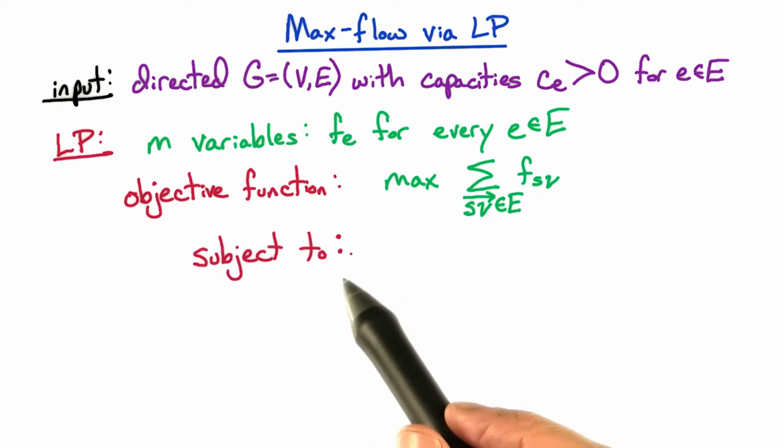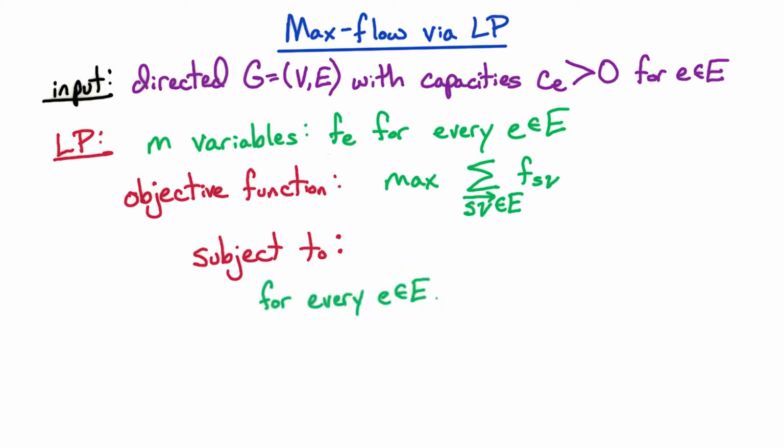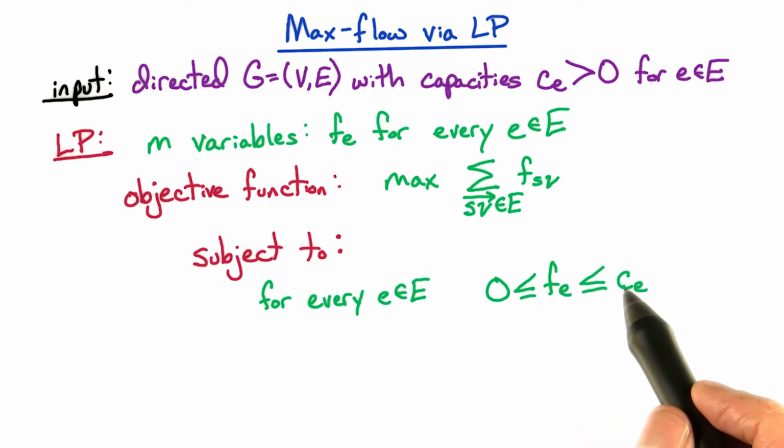Now we have some constraints on our variables. For every edge, the flow along that edge has to be non-negative, and it needs to satisfy the capacity constraint. So the flow must be at most the capacity.